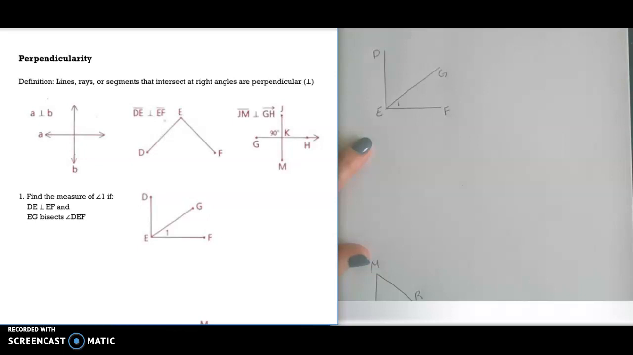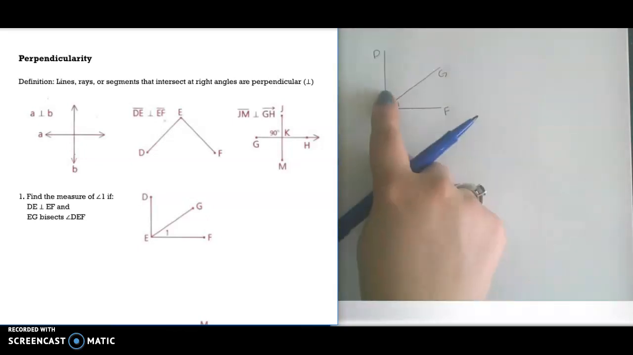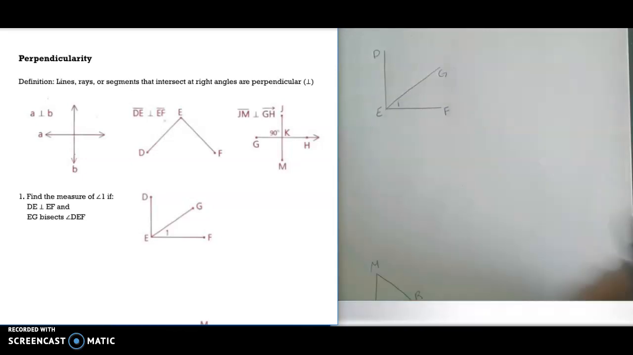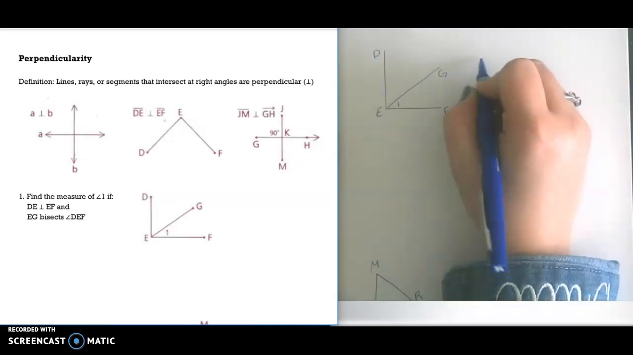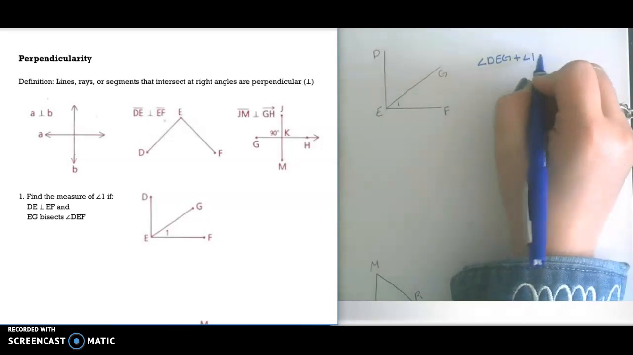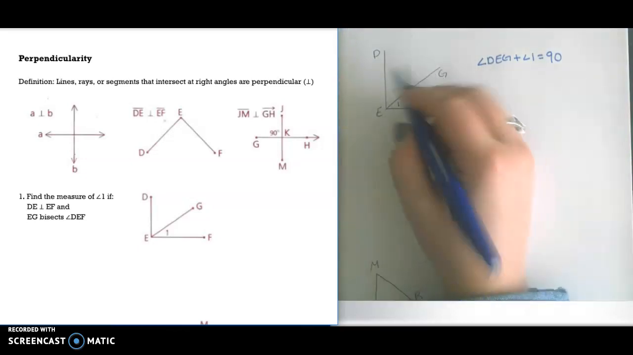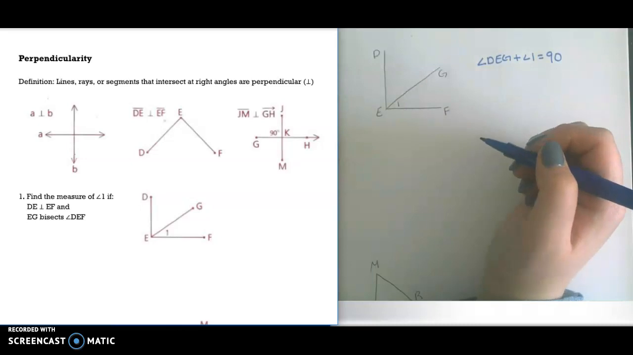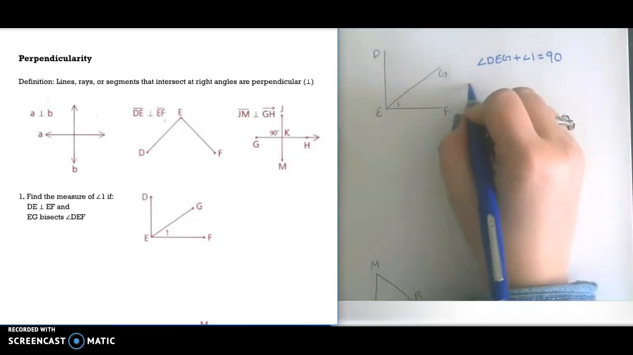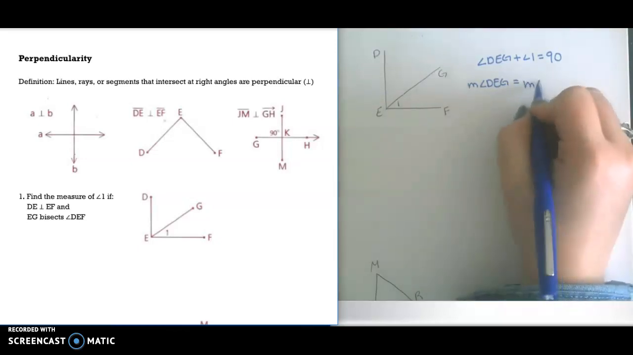So if I'm told that DE is perpendicular to EF, that means that angle DEF is a right angle. This makes a right angle. And remember, right angles are equal to 90 degrees, so I could say that angle DEG plus angle 1 is equal to 90 degrees. Now, I'm also told that EG bisects my angle, so that means it splits it into two equal parts. So that means the measure of angle DEG is equal to the measure of angle 1.